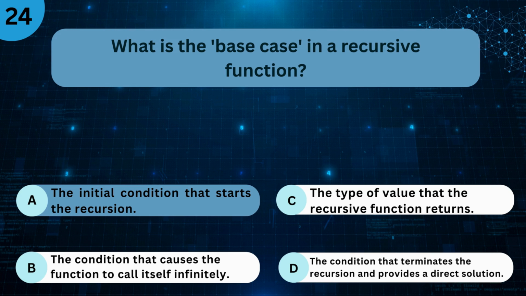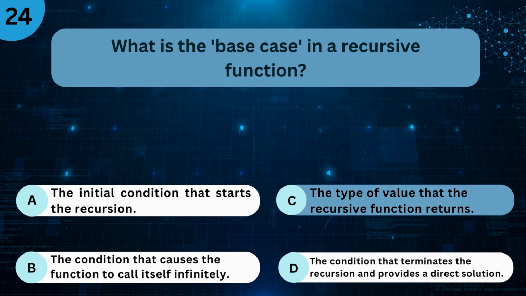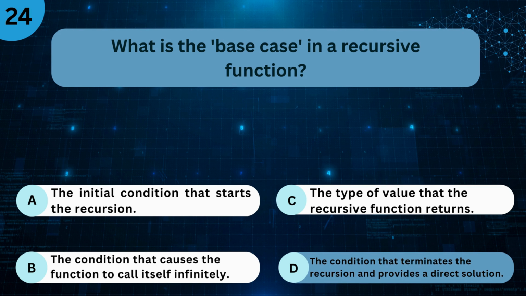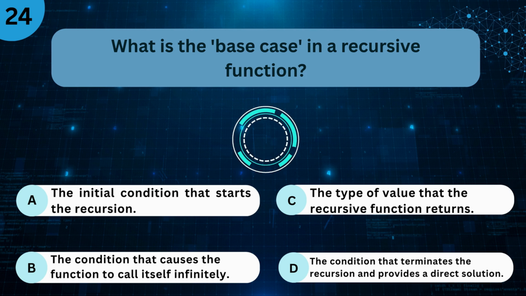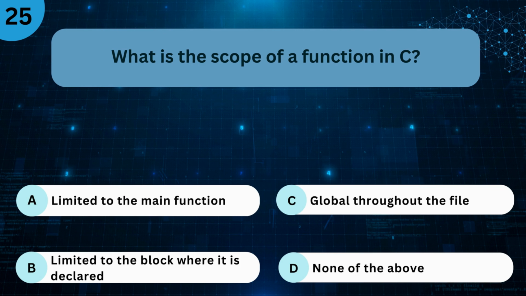A. The initial condition that starts the recursion. B. The condition that causes the function to call itself infinitely. C. The type of value that the recursive function returns. D. The condition that terminates the recursion and provides a direct solution. The right answer is D. The condition that terminates the recursion and provides a direct solution. What is the scope of a function in C?